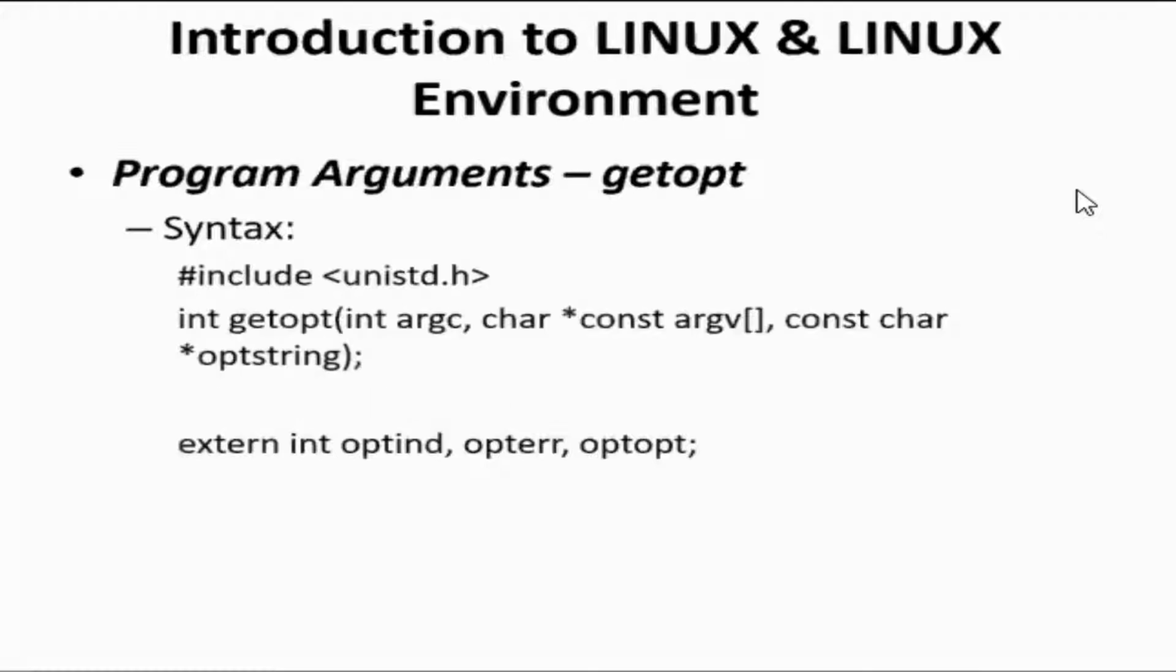So in getopt, we have the parameters argc and argv, which we have discussed. argc counts the number of arguments, and the argument vector argv contains the values of the arguments that we have passed in the command line.